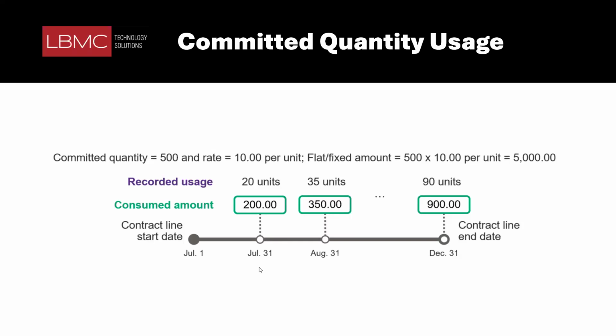So ultimately, our flat fixed amount is going to be 500 times the $10 per unit, and that's going to equal 5,000. So in July, we recorded that we've got 20 units that we used up. So we have used $200 worth of our committed quantity. In August, we used 35. So we're going to invoice out $350. We've used up 35 of our 500 units that's included. And then in December, we've got 90 units that we've used up, and we're going to invoice out $900.